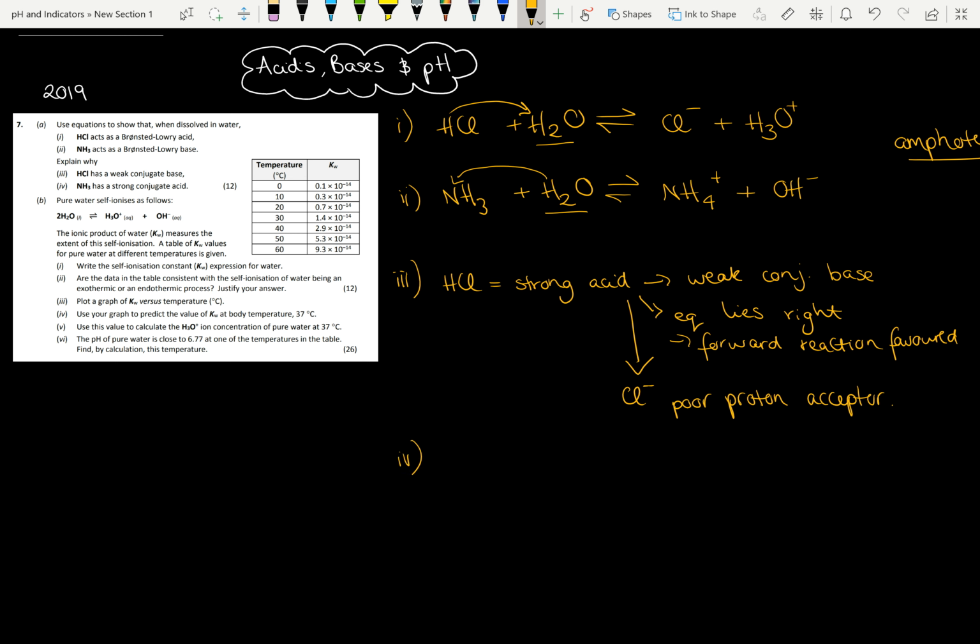The next part is, why does NH3 have a strong conjugate acid? Well, NH3 we know is a weak base. And again, by our rule, a weak base has a strong conjugate acid, but why is that? So again, if we have a look at the equilibrium system up here, if it's a weak base, that means that equilibrium is going to lie on the left, which means that the reverse reaction is being favoured.